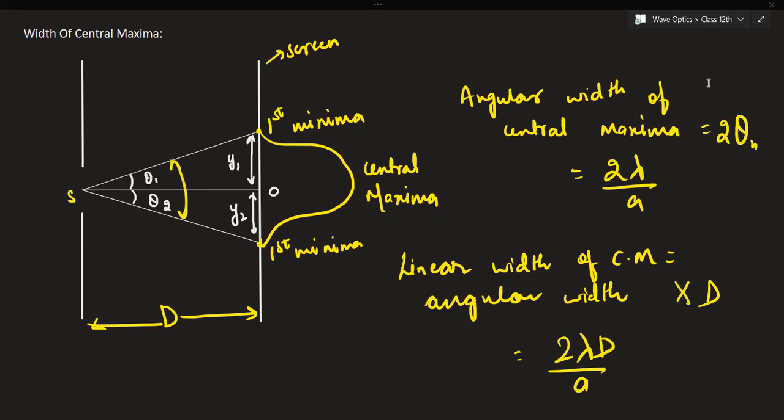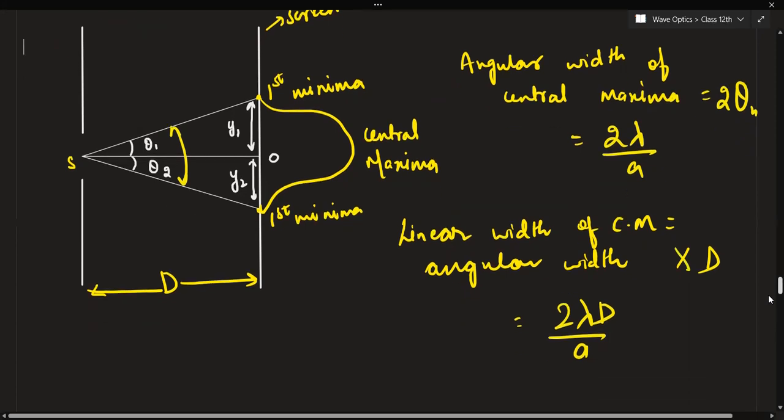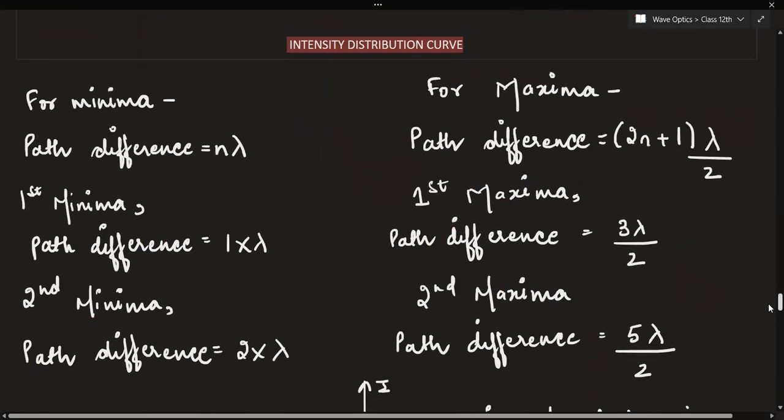Now, see, the intensity distribution curve is different in diffraction. When you write all the values for minima and maxima, the path difference is n lambda. So for first minima it will be 1 lambda, for second 2 lambda, 3 lambda, 4 lambda, like this nth lambda, it will keep on moving. And similarly for maxima, you will get all the odd values: 3 lambda by 2, 5 lambda by 2, 7 lambda by 2, 9 lambda by 2, all the odd values you'll get.